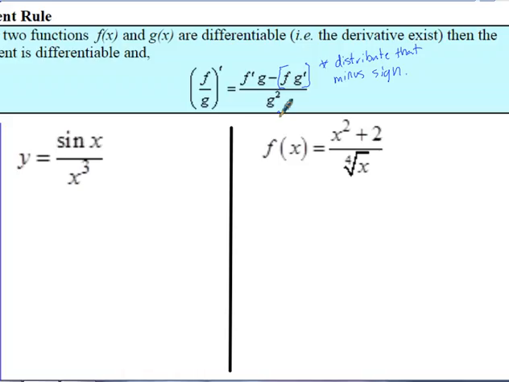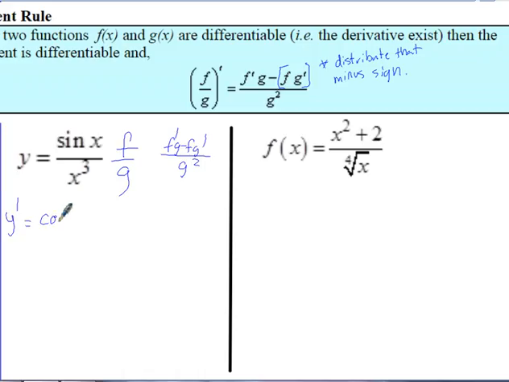All right, so here we go. Here's our first example. I have y equals sine of x over x cubed. Does everybody see, first of all, it's in my form, right? It's in my quotient. So my f is sine and my g is x cubed. Got it? So then my rule says f prime g minus f g prime, all that over g squared. Okay, so then give it to me.